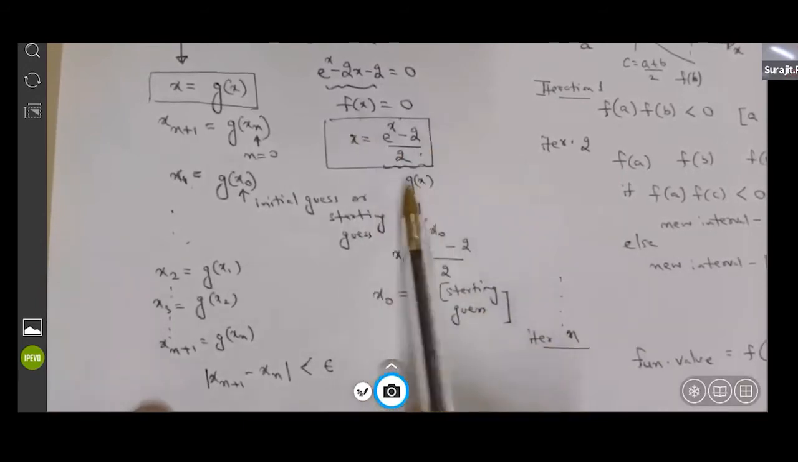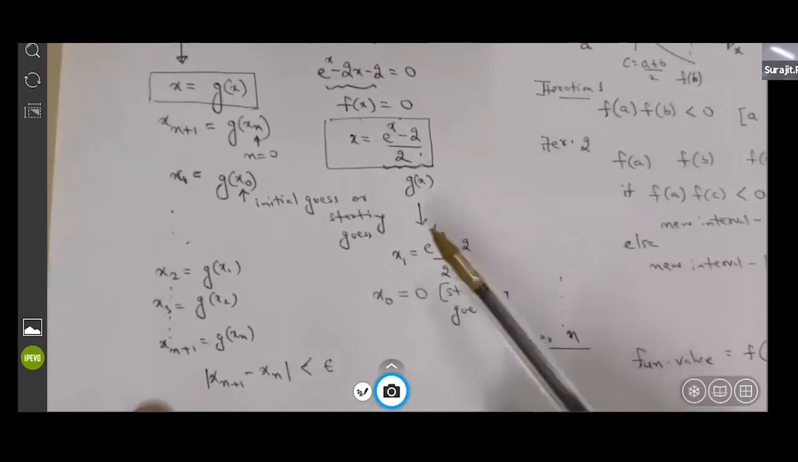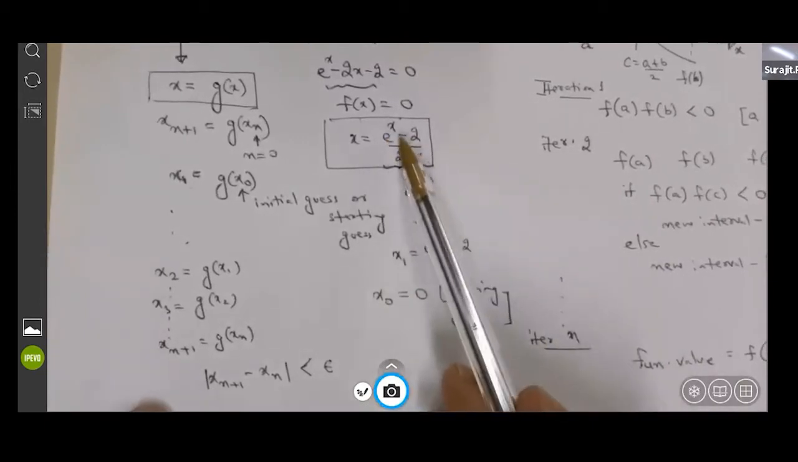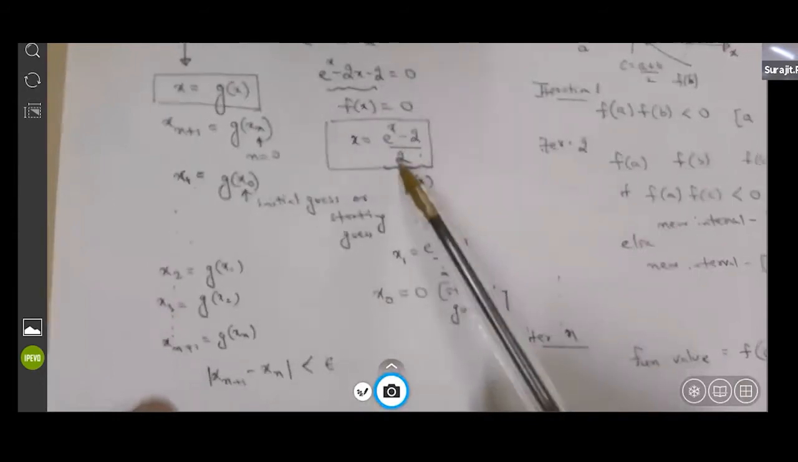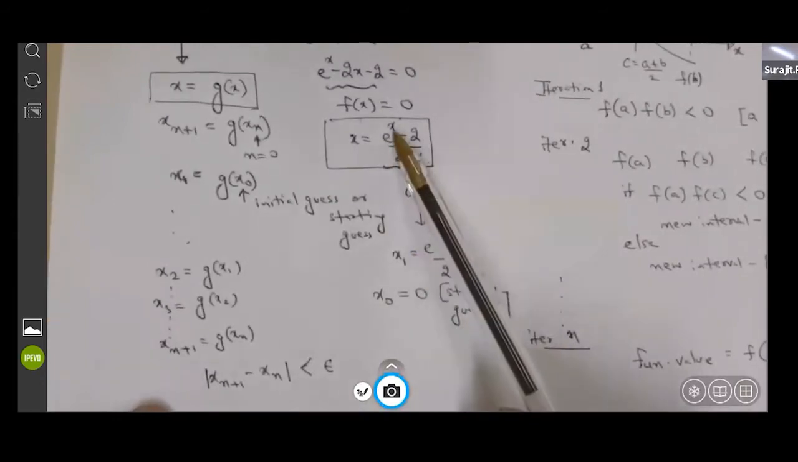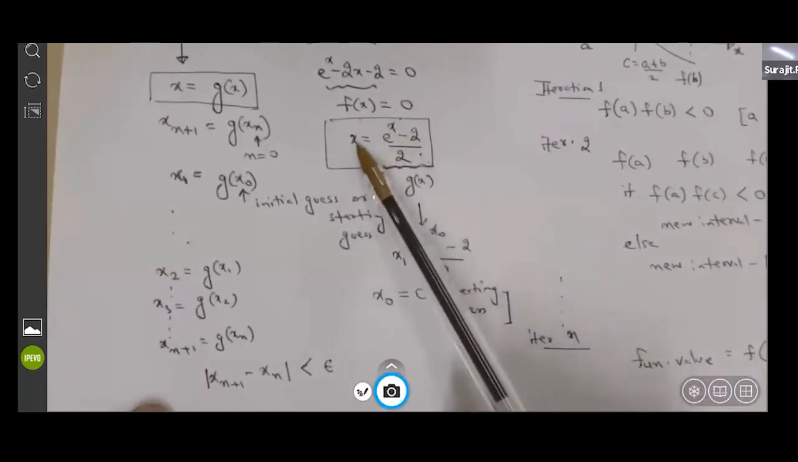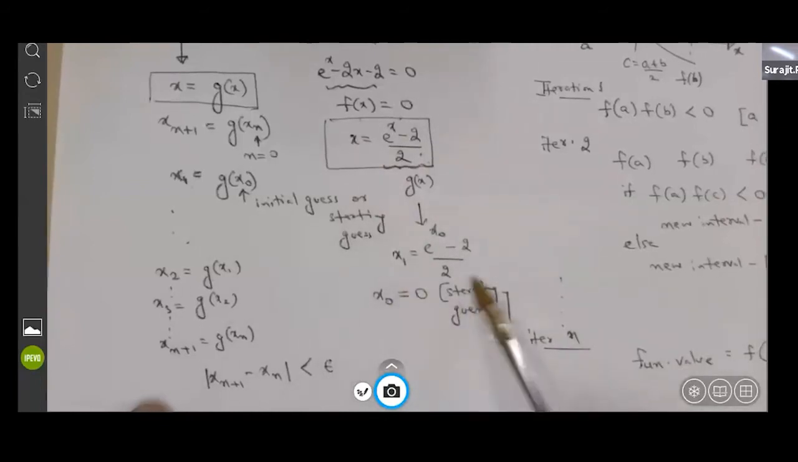So I started with x equals g of x. The fixed point iteration method says you can solve it in an iterative form: you start with the current value of x, solve this equation, and find the value of x for the next iteration. So let's say I start with x0 equals 0. I take this as a guess. We will come to why I took x0 equals 0, and why not x0 equals 2 or something else.